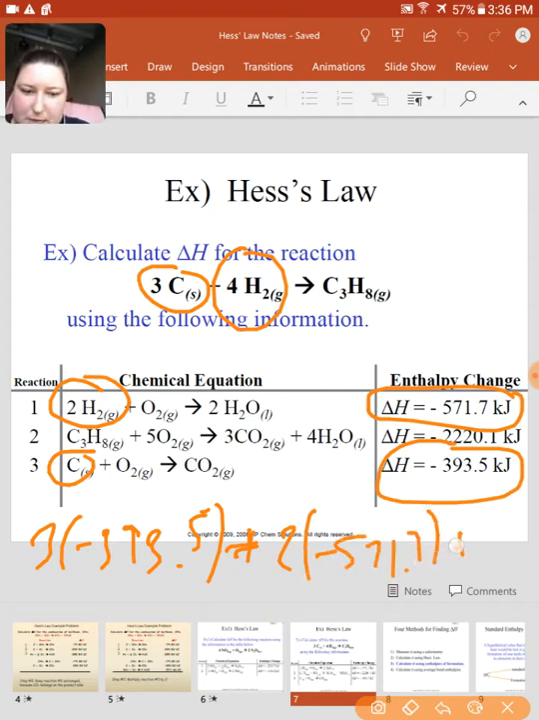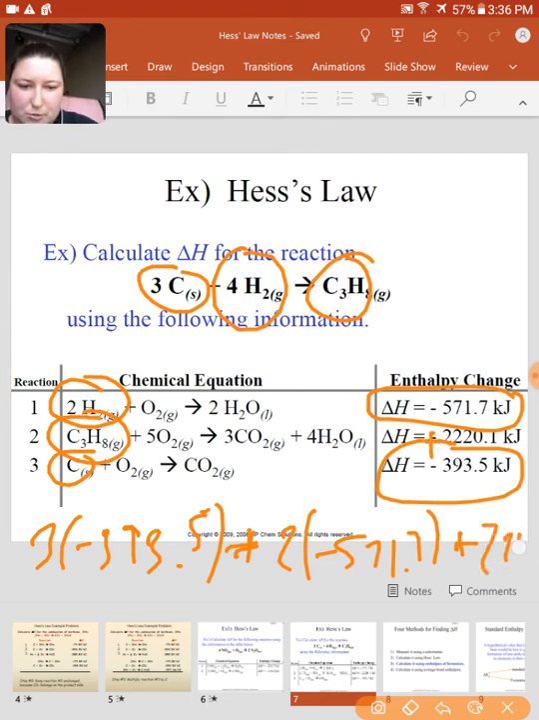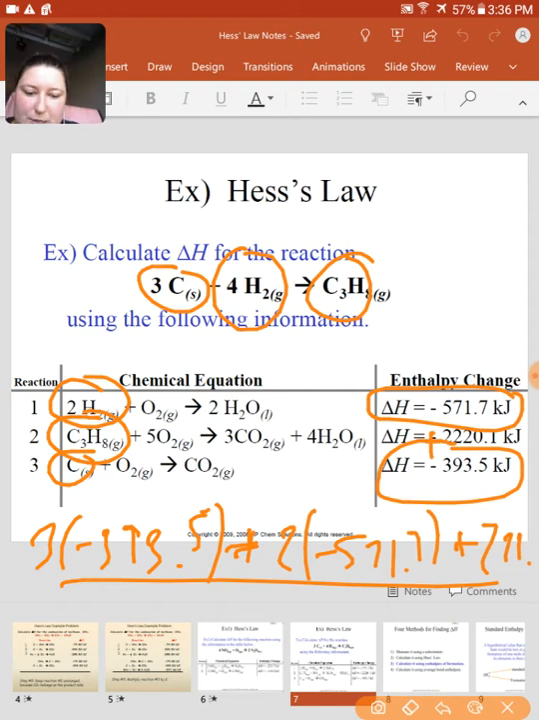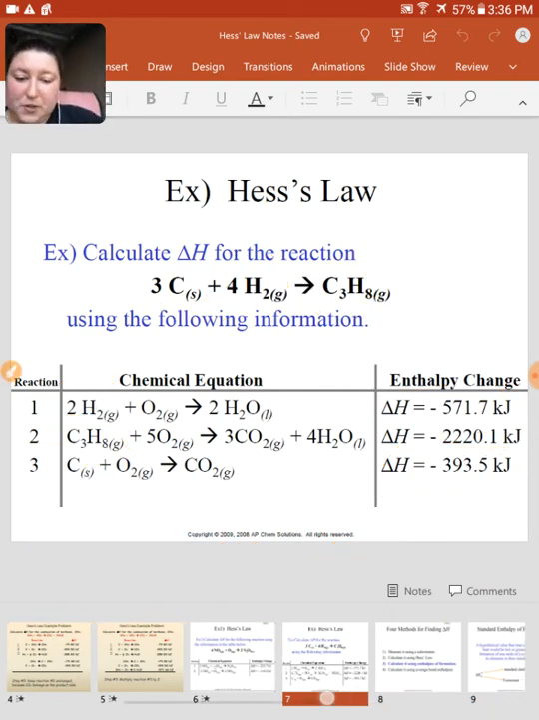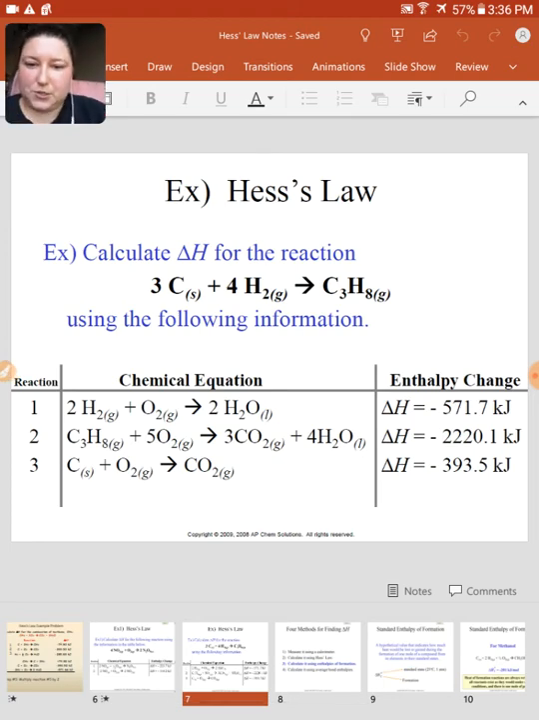Plus, and then C3H8. I see that right here. So all I need to do is flip this number to be positive. I just add 222 point whatever that is. Add all those up to get your delta H for the reaction, and then you'll be done. Really, really simple. So just make sure that your reactants are on one side, products on the other. Add up those numbers, making sure that your signs are correct and the coefficients are right.